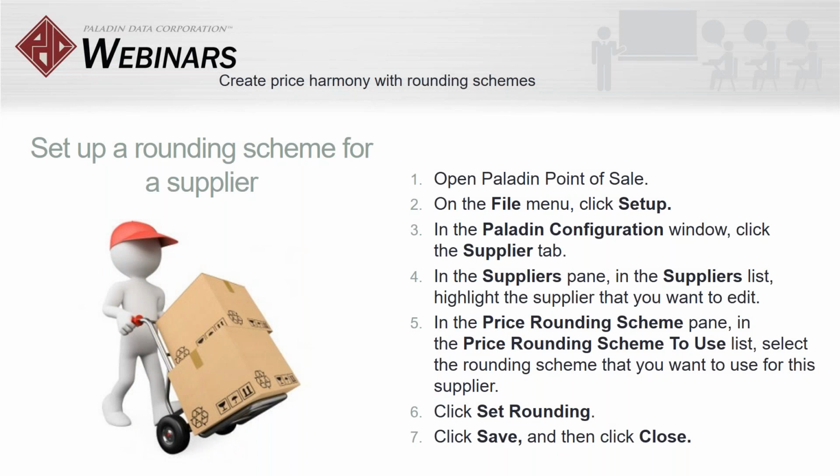Once Paladin is open, go into that file menu, upper left hand corner, click setup, and in the Paladin configuration window, click the supplier tab. So not in the rounding tab this time. We're going to go to the suppliers tab. Then you just scroll down there. You're going to see a price rounding scheme pane. There's a little drop down just like there was in the pricing menu, and you can just select the one that you want, and then click set rounding. That will go ahead and apply that rounding scheme to every item that has that supplier as its primary supplier.